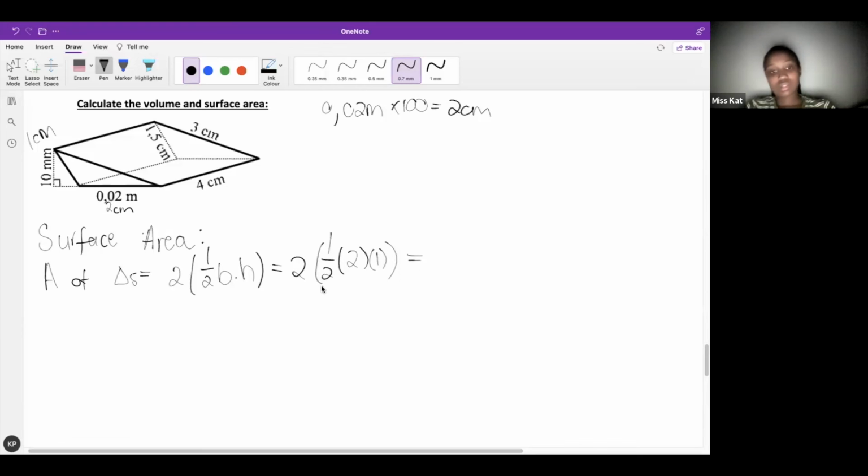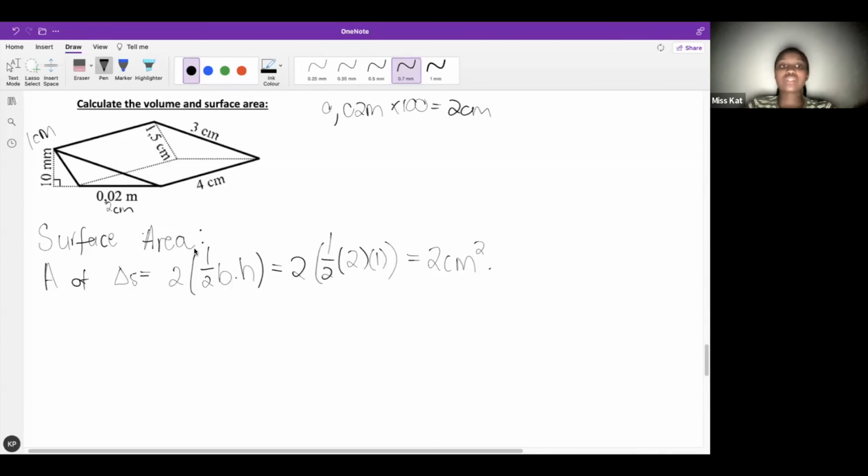So how much is this, guys? Is 1 times 2 times 1. So is this 1? It is 1. No, it's not 1. 2 times a half is 1. Times 2 is 2. Times 1 is 2. This 2 cancels. So it's this 2 times the 1. So it's 2 centimeters squared.